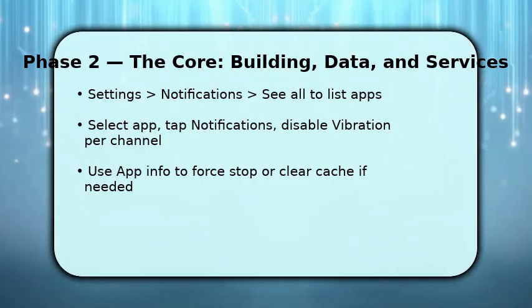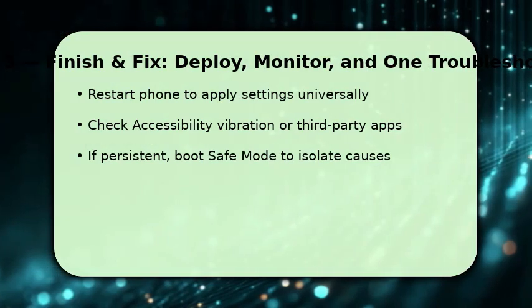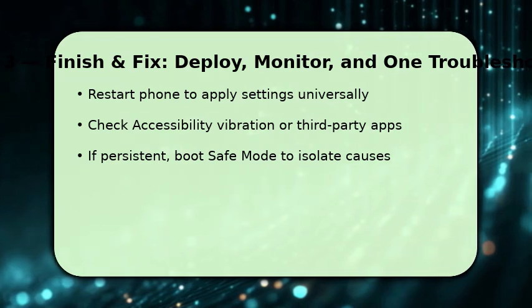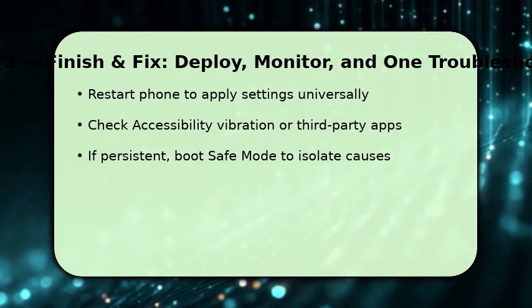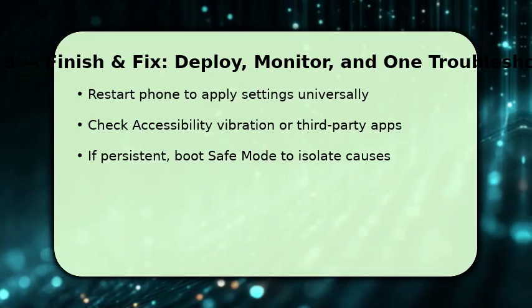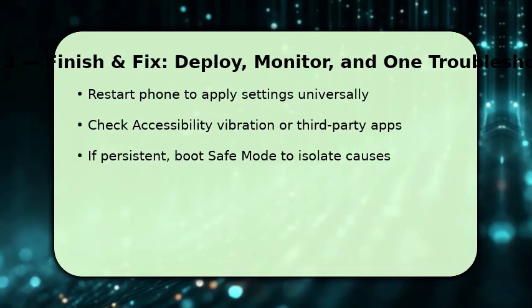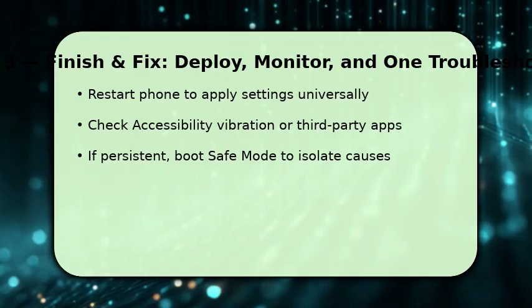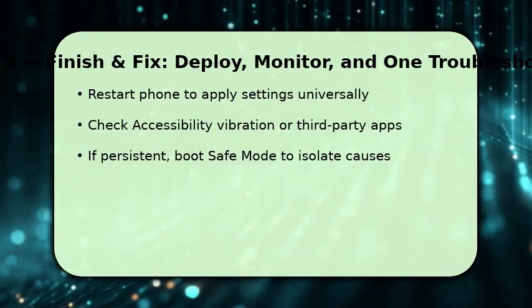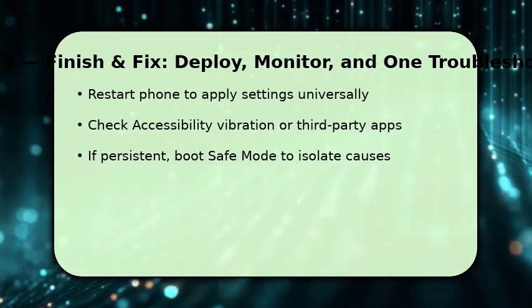Finish by restarting your phone to apply all changes cleanly. This ensures background services honor the new settings. Make sure accessibility features, like touch vibration, and third-party apps aren't re-enabling buzz. Check their settings too. If vibration persists, boot into Safe Mode to isolate whether a downloaded app causes it.